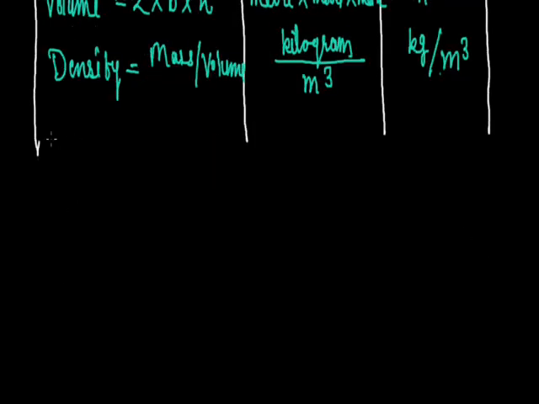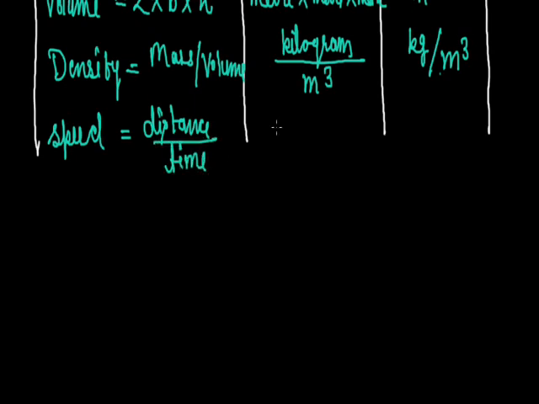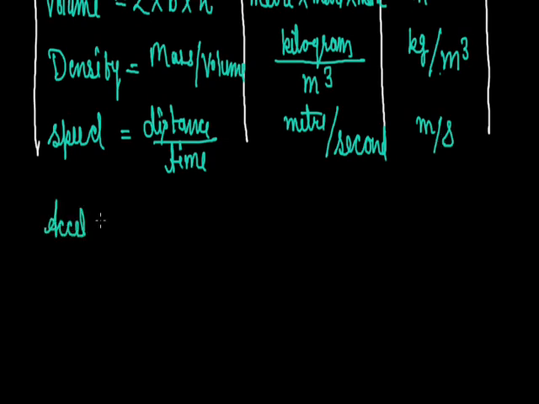Next is speed. As we know, speed is defined as distance per unit time, and the SI unit of distance is meter, and the SI unit of time is second. So the SI unit of speed becomes meter per second. The SI unit of velocity is also meter per second.